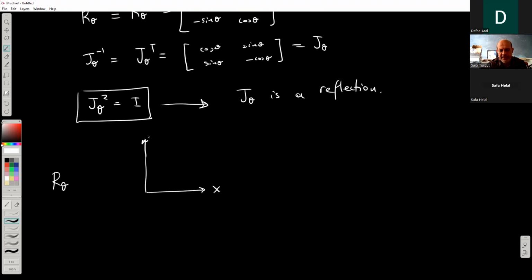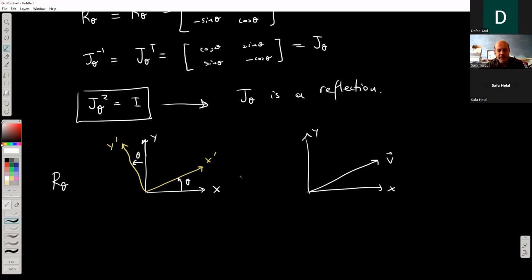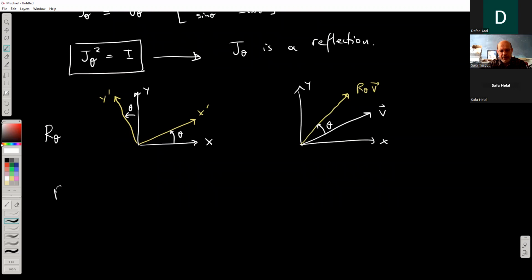So this is the x-axis, this is the y-axis. In that case, x prime is this axis and y prime is that axis. It is quite easy to see that this is rotated by theta and that is rotated by theta. So for any vector, whatever that vector is, let's just call it v. I'm going to draw it in a second picture. Sorry about that. If I have any vector here, just convince yourself that R theta applied on v is a vector rotated by theta. So in any case, R theta is a proper rotation by angle theta.